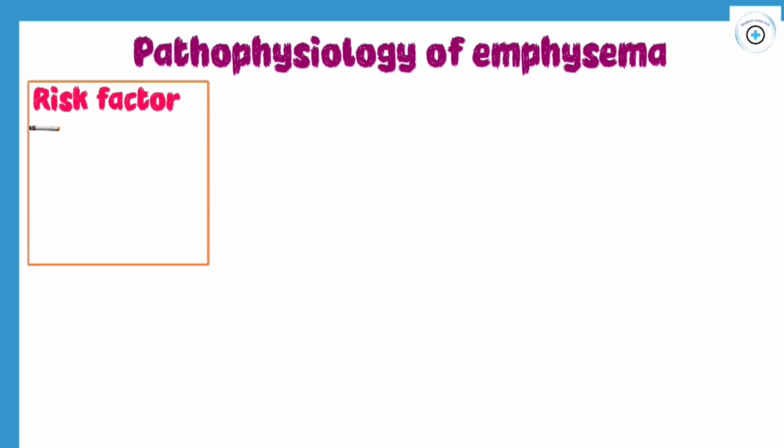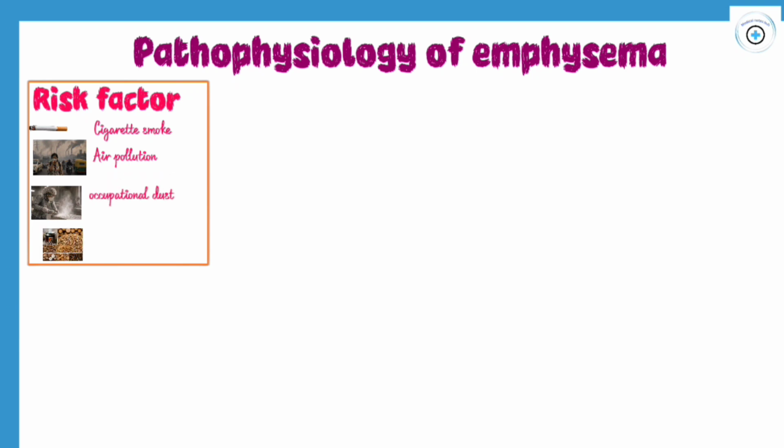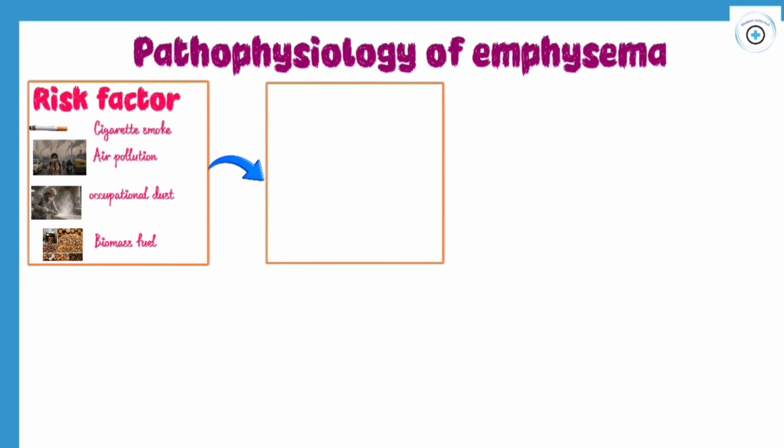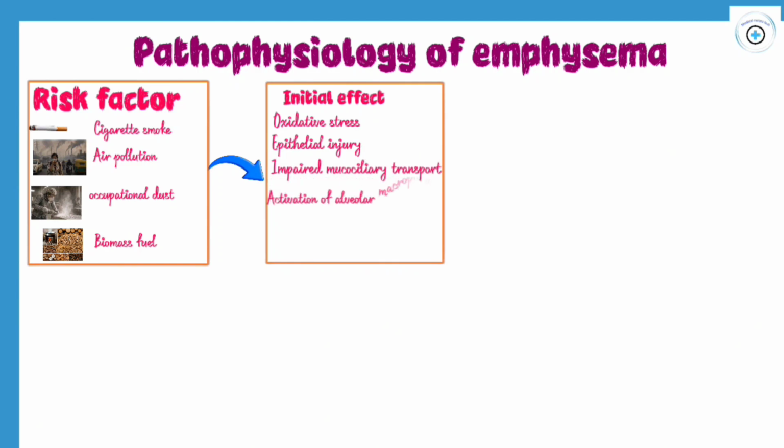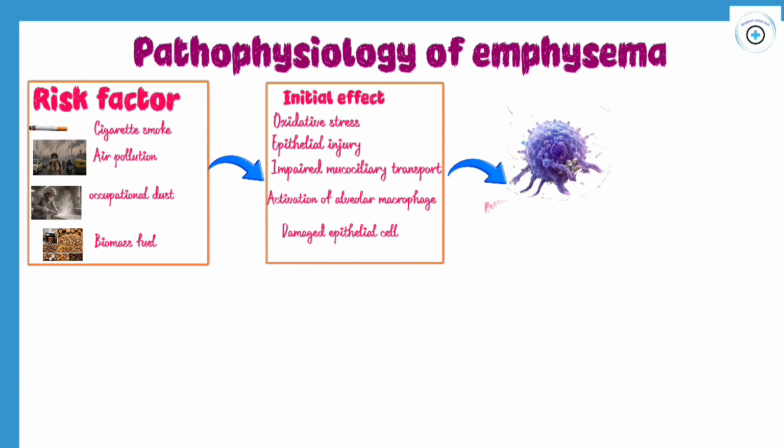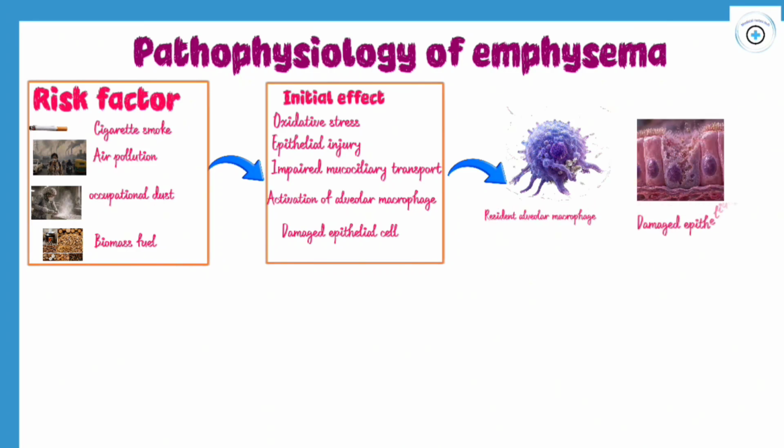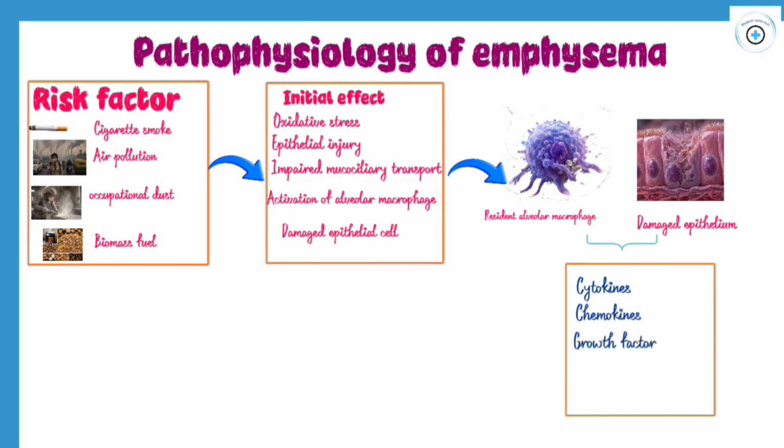Some factors initiate a series of events that lead to changes in acini. They are cigarette smoke, air pollution, occupational dust, biomass fuel. They cause oxidative stress, epithelial injury, impaired mucociliary transport, activation of resident alveolar macrophage, and epithelial cell damage. Resident macrophage and damaged epithelial cells release cytokines, chemokines, growth factor and reactive oxygen species.